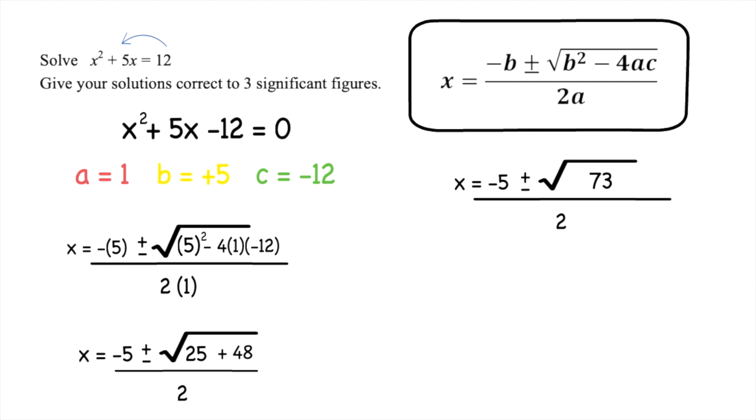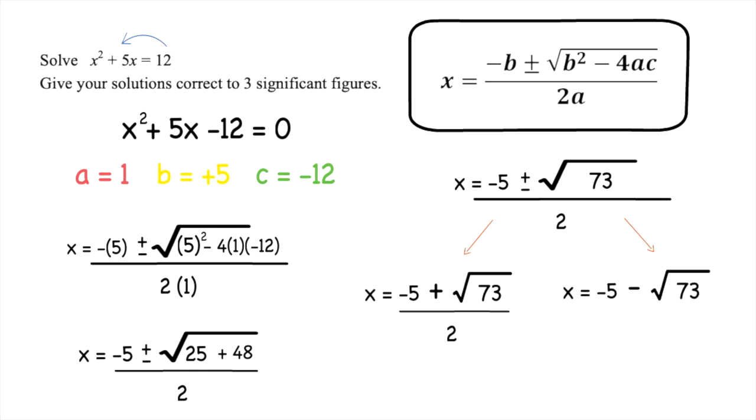It's at this stage that we can take this equation in its two different directions. Either x equals negative 5 add the square root of 73 and all of that divided by 2, or x equals negative 5 take away the square root of 73 and all of that divided by 2.